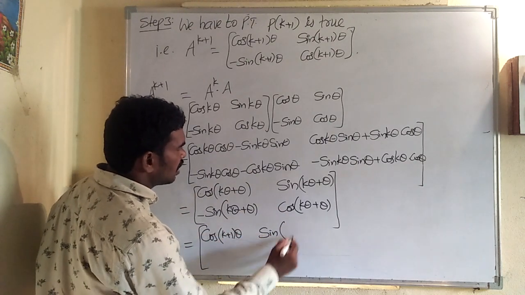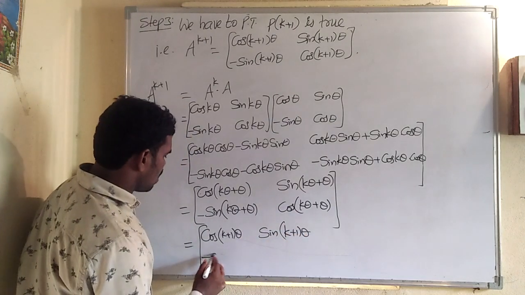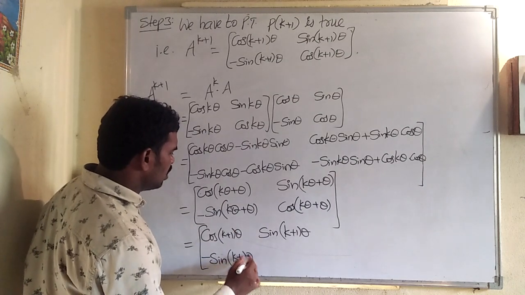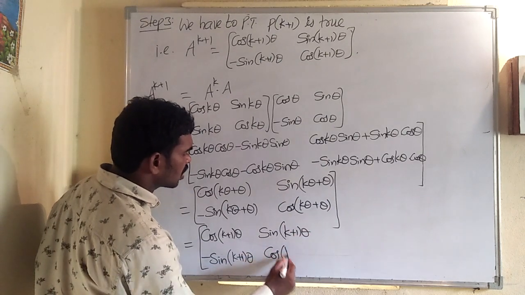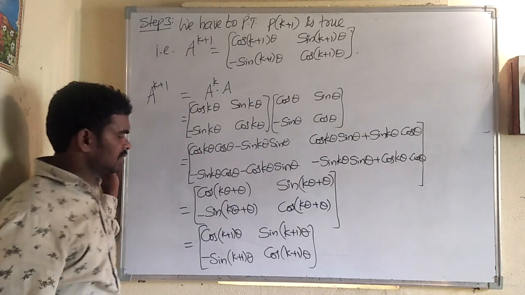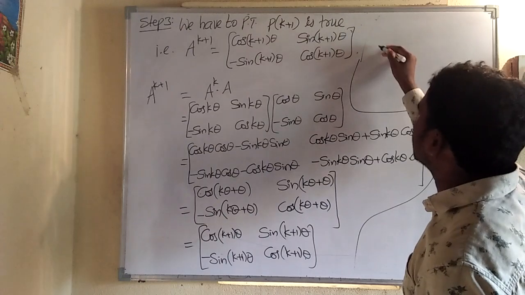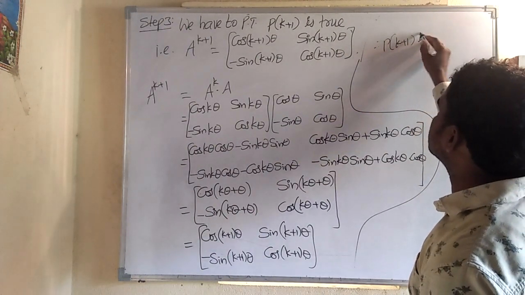Sin of theta taken out common, k plus 1 into theta. Minus sin of k plus 1 into theta, and cos of k plus 1 into theta. So we got the RHS. Yes, we got it. Therefore, P of k plus 1 is true.